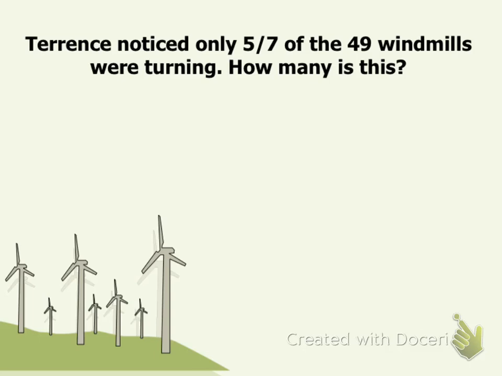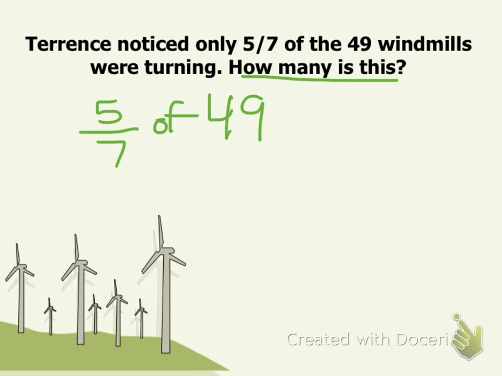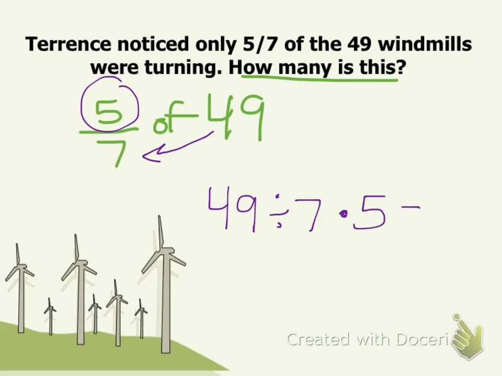Alright, so the question is, Terrence noticed only 5/7 of the 49 windmills were turning. How many is this? So 5/7 of 49. First thing I want to do, 49 divided up into 7 groups. And I want 5 of those groups, so 7 times 5.